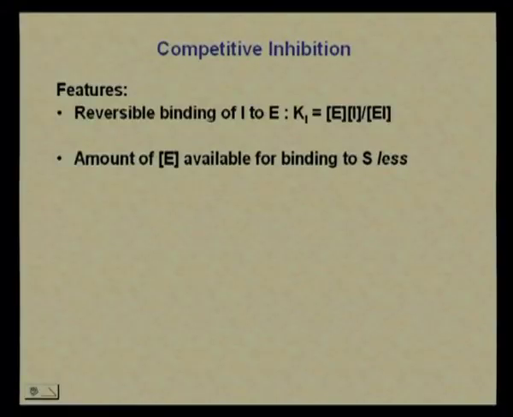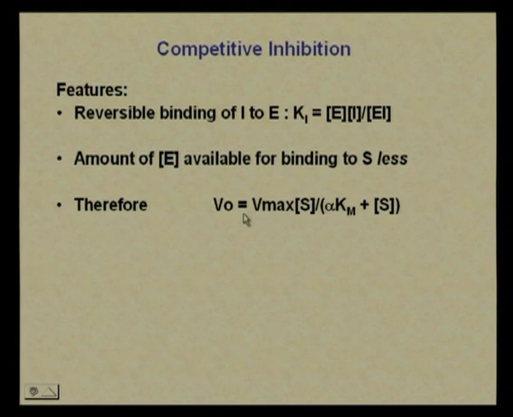What are the features do we have? The amount of enzyme available for binding to substrate is less. Why? Because the inhibitor has taken some of the enzyme, okay? But effectively the total enzyme is the same.